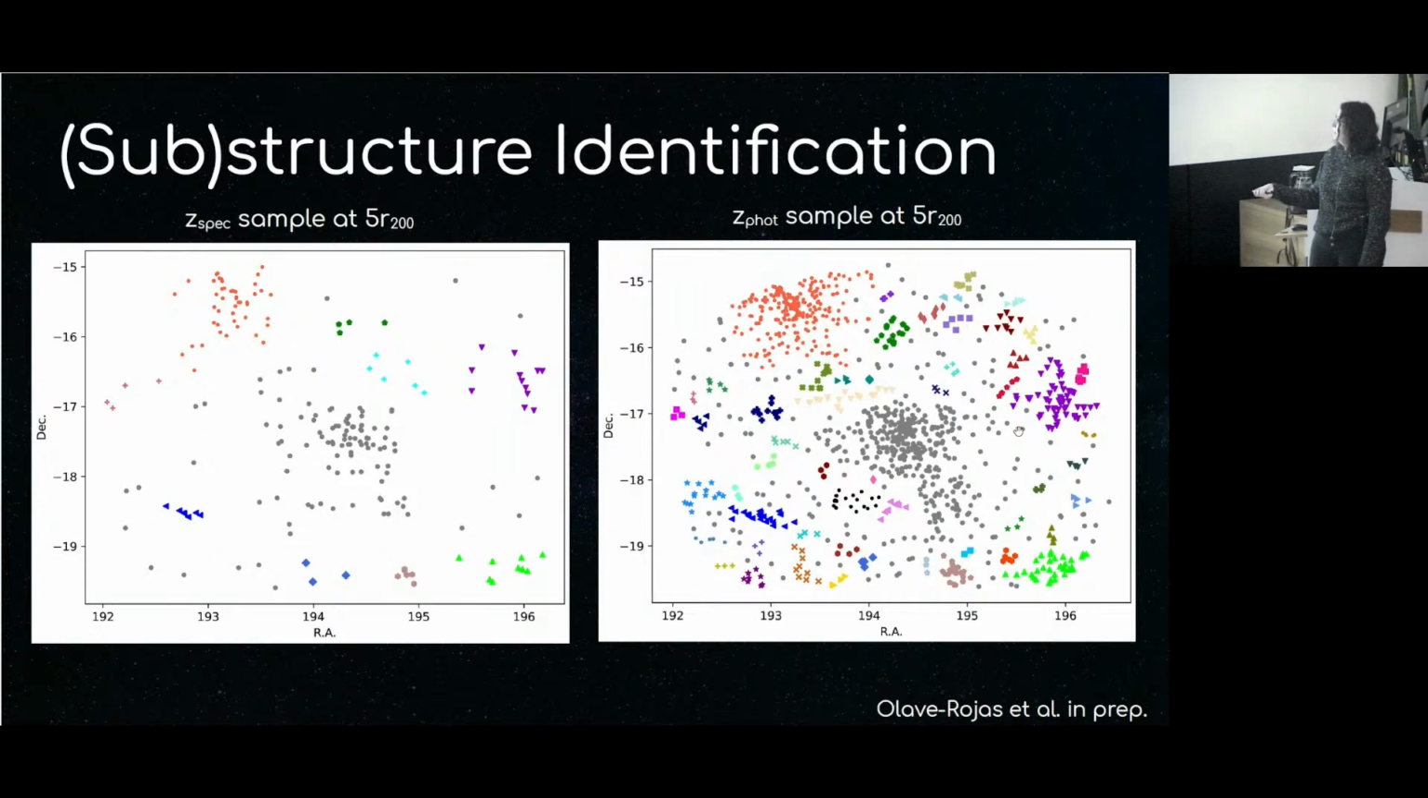However, the cluster is the same. In this case, you have the identification of the spectroscopic members and the spectroscopic substructure using only the information about the spectroscopic sample. Galaxies with different colors correspond to galaxies in substructures, and galaxies with a gray point correspond to galaxies that are part of the cluster but aren't part of a substructure.